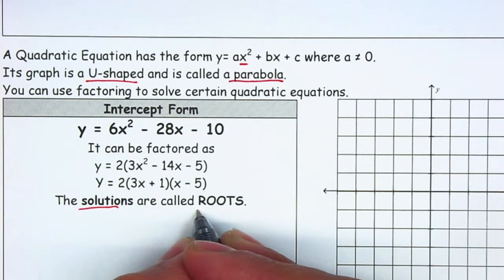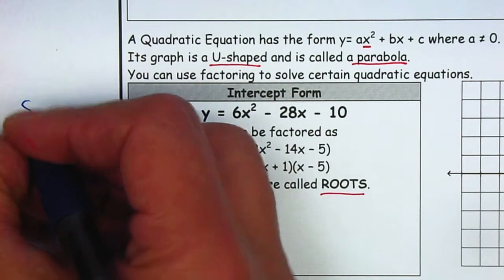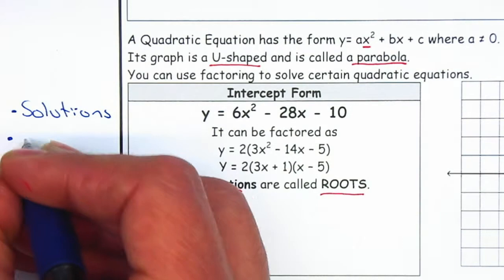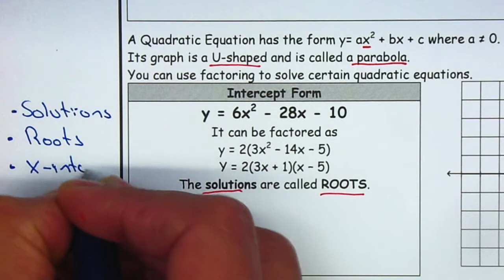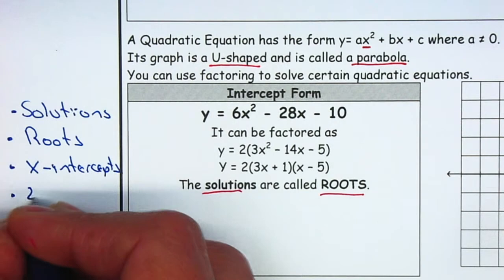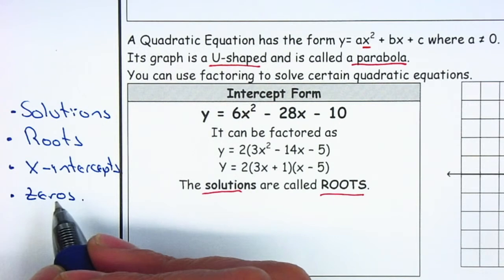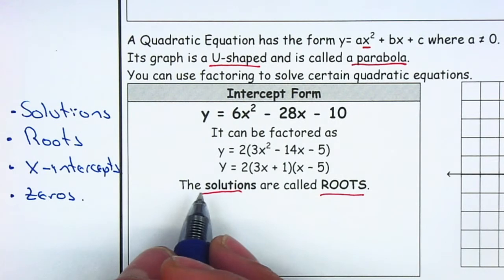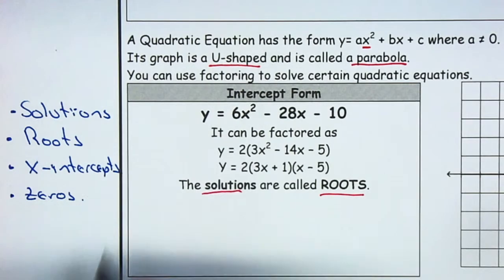Now, solutions are also called roots. On the left-hand side, let's write down the following. The solutions of a quadratic equation are also called roots. We also call them x-intercepts. And we also call them zeros. So all four names are basically the same thing. They're called the solutions, the roots, the x-intercepts, and the zeros.